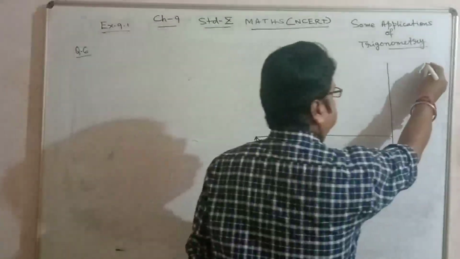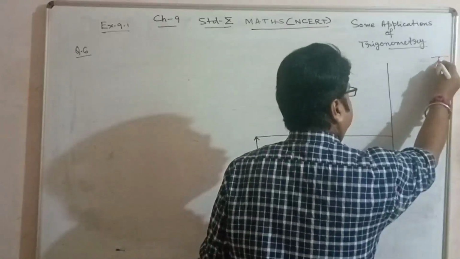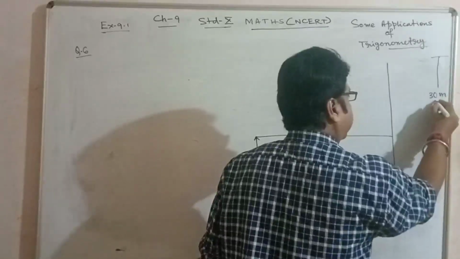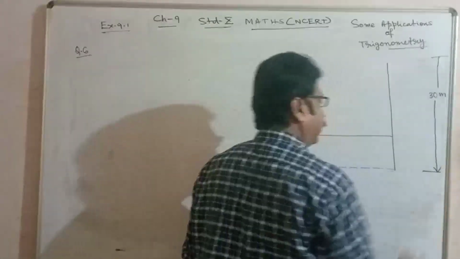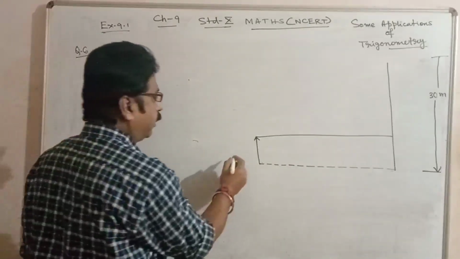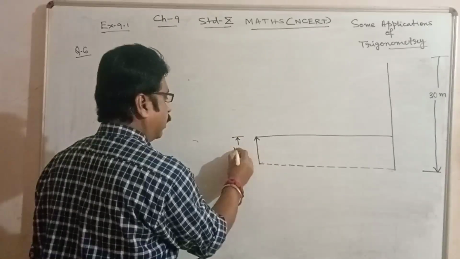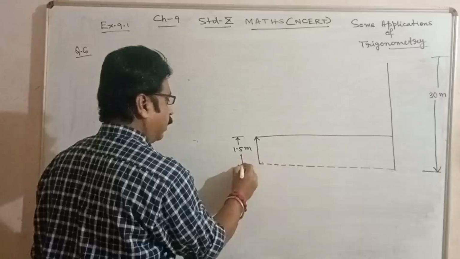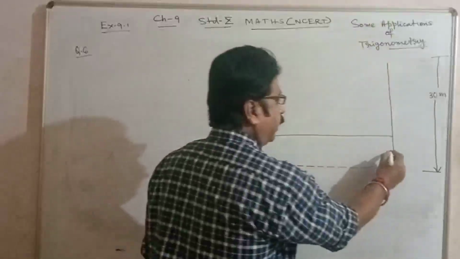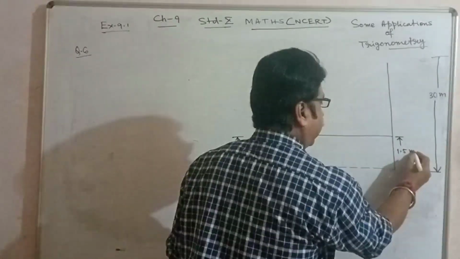Height of the building is given, 30 meter. Height of the boy is given, that is 1.5 meter. Obviously, this and this part will be equal, so it is also 1.5 meter.